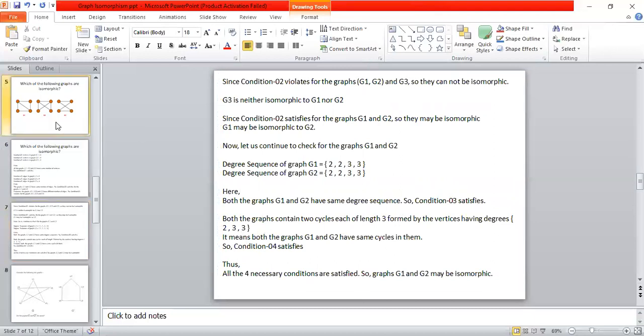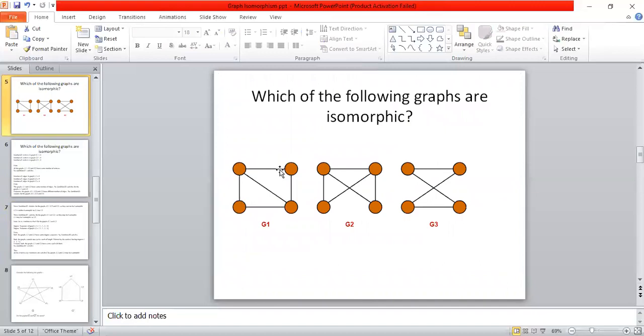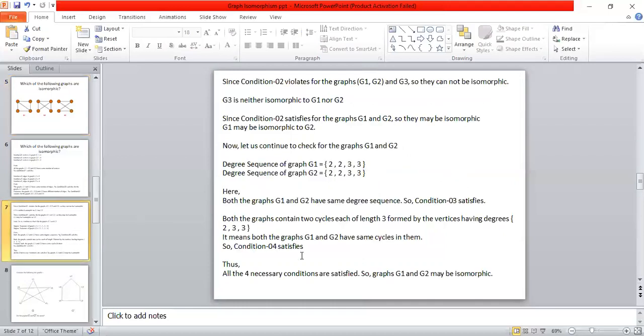If you look at these graphs, here we have a cycle of length 3, and here also we have a cycle of length 3. And here we have one more cycle of length 3, and here also we have a cycle of length 3. So these two graphs are having same length of cycles. Therefore, condition 4 also satisfied. All 4 necessary conditions are satisfied. Therefore, graph G1 and G2 are isomorphic.